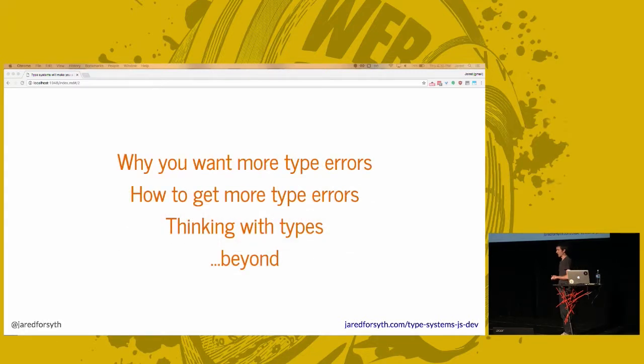But what am I going to be talking about today? First, I want to try and convince you that you need more type errors in your code. And then I'll talk about how to get that, and what changes when you have a powerful type system at your disposal, and how that changes the way that you think about and how you write code. And then I'll just touch briefly on what lies beyond JavaScript type systems.